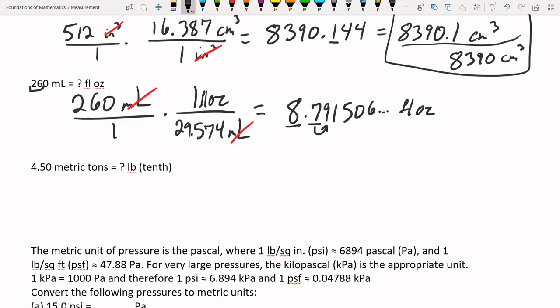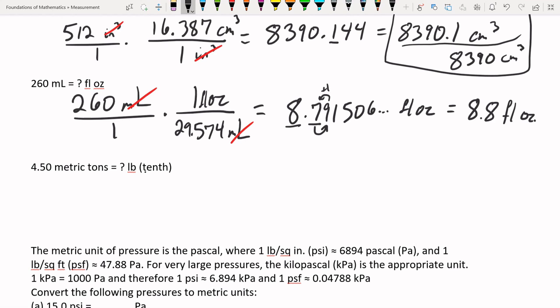Look at the next one. Is it 5 or greater? It is, so we're going to add 1. That gives us 8.8 fluid ounces. This means that both 260 milliliters, the number we started with, and 8.8 fluid ounces, the answer we got in the end, have the same error accuracy. 260 has 2 places of accuracy, 8.8 has 2 places of accuracy. That's what significant digits, significant figures is all about.